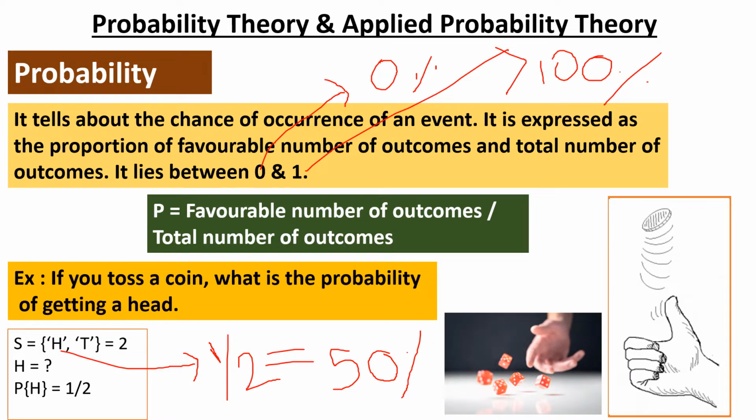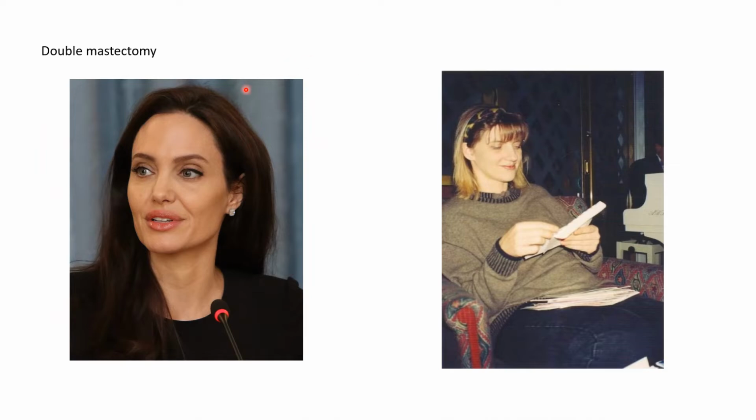Here it is explaining what I said before, that probability tells about the chance of occurrence of an event. And here we have found that the probability of getting a head is a 50% chance. Whenever we toss a coin, the probability of getting a head is 50%, which is equally likely. The probability of getting a tail is also 50%. This chance is explained by probability. And we will go into the real-time applications now.